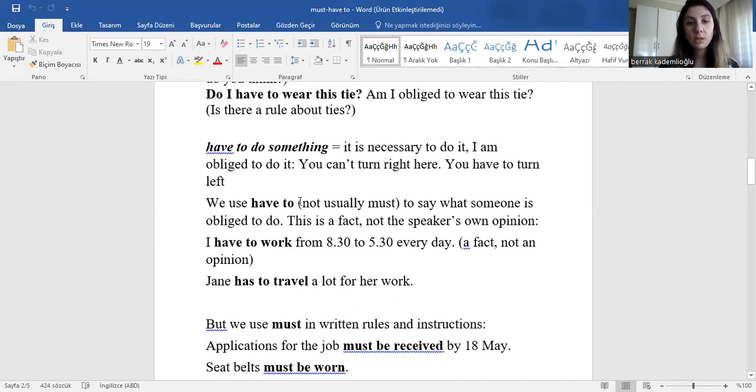We use have to, not usually must, to say what someone is obligated to do. This is a fact, not the speaker's own opinion. I have to work from 8:30 to 5:30 every day. A fact, not an opinion. This is a fact. There is a time. Jane has to travel a lot for her work.